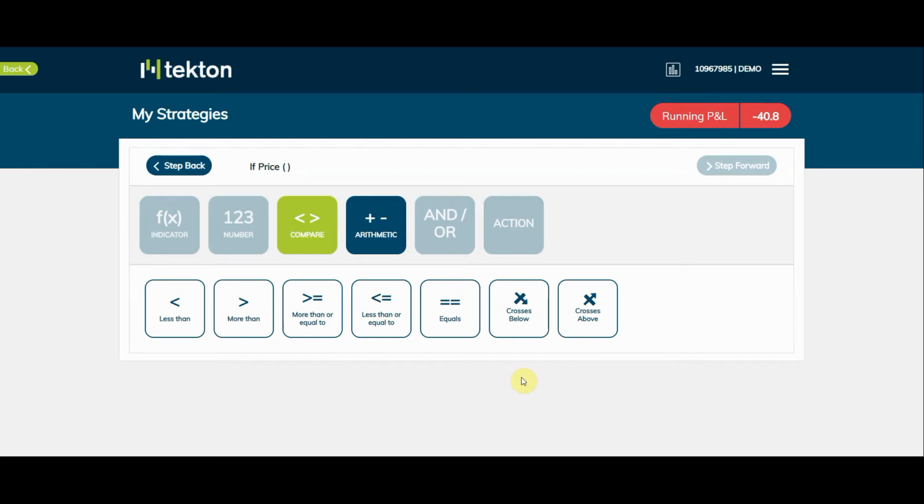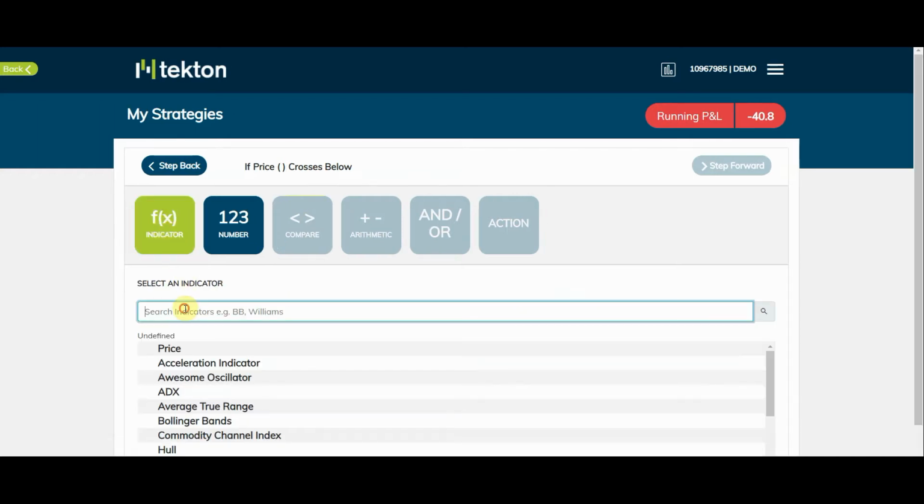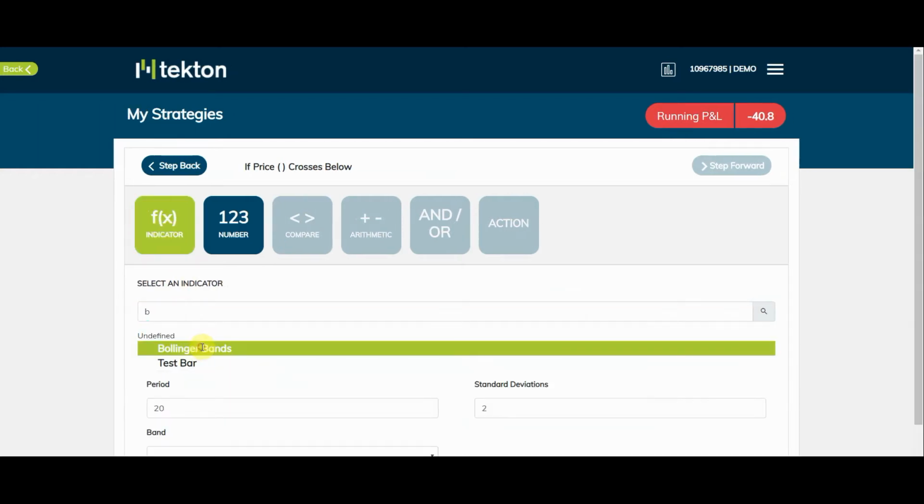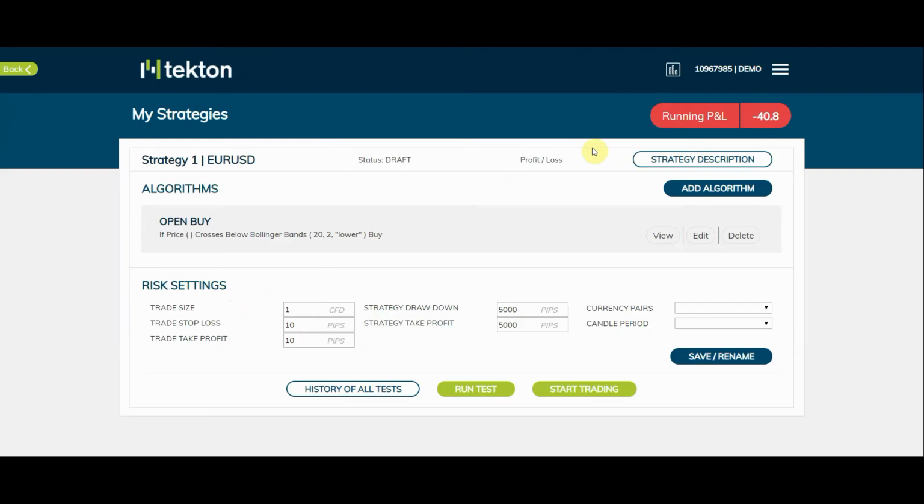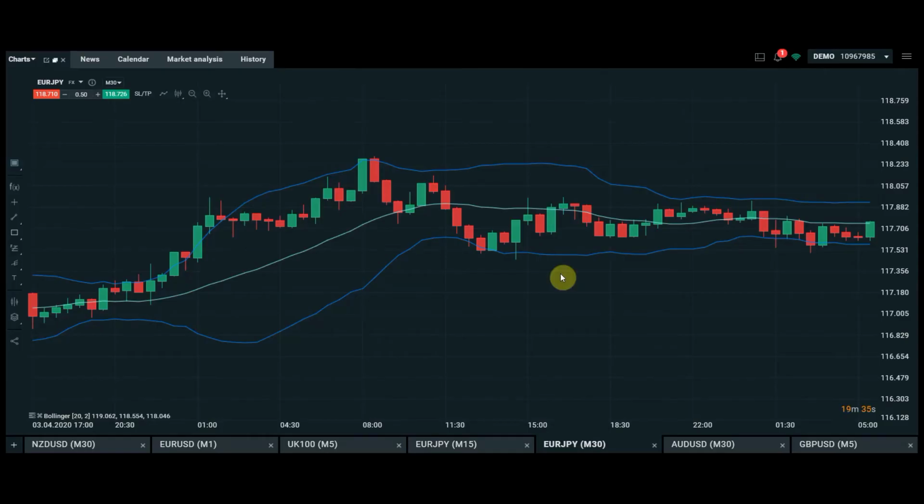So let me show you what I mean by that. Let's use a Bollinger Band and when price crosses below a specific band. So you could say if price crosses below the Bollinger Band lower band, we would like to buy. So what's happened here is price has crossed below the band and we want to buy when it crosses below.